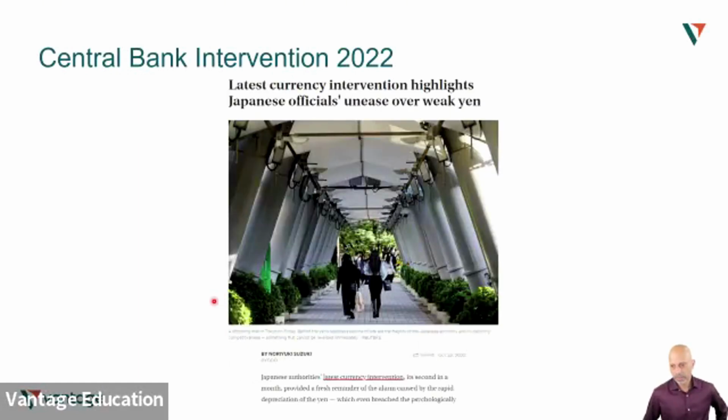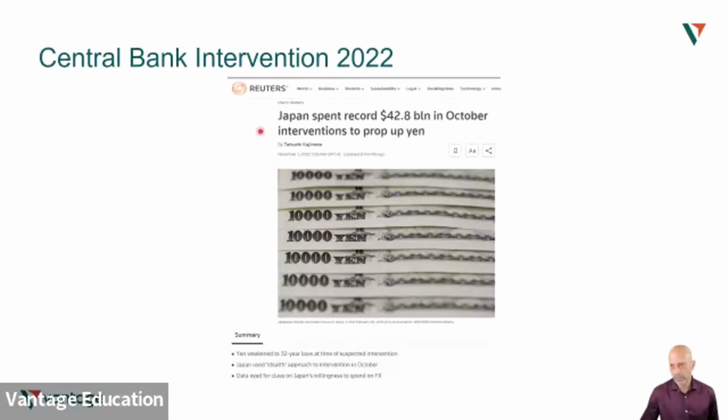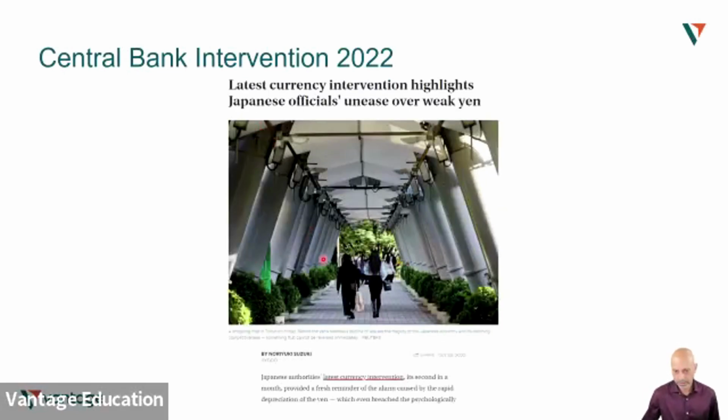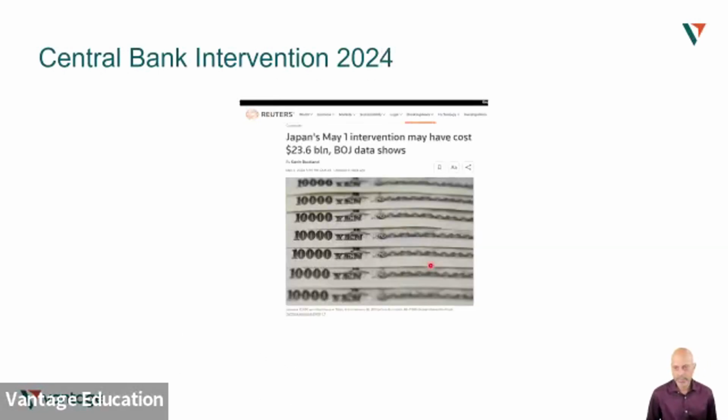Right, so you can see here several news articles from Reuters, highlighting and reporting on the latest intervention measures by the Bank of Japan. Right, and they also did another one as recently as 2024, nearly about a year ago, where back in May, or end of April, May, they spent nearly 23.6 billion US dollars to buy back the Japanese yen to try and support it as well.